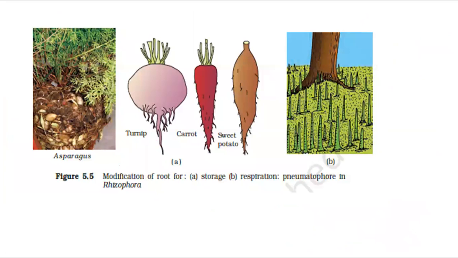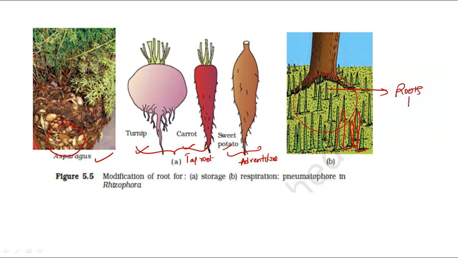Now here you can see modifications of root: asparagus, turnip, carrot, sweet potato. Turnip and carrot are examples of the taproot system, and sweet potato is an example of adventitious roots. And here you can see pneumatophores coming above the ground, like in this Rhizophora. These are not plants, but nothing but the roots that are getting oxygen, and they are called pneumatophores.